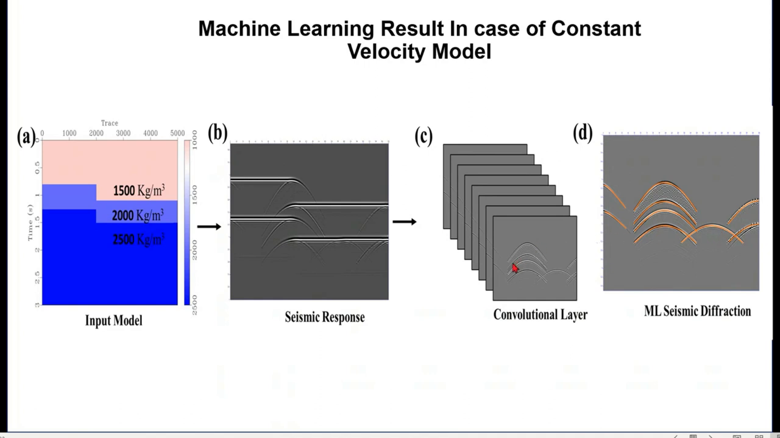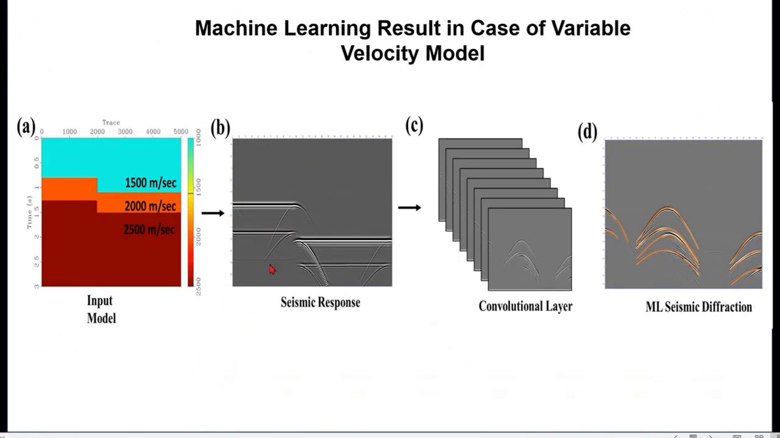It means machine learning can detect all these types of diffracted events. It's not just about diffraction, it's about the technique and how you can utilize it. Probably you are not working on diffraction, but you can use these techniques in your own research.